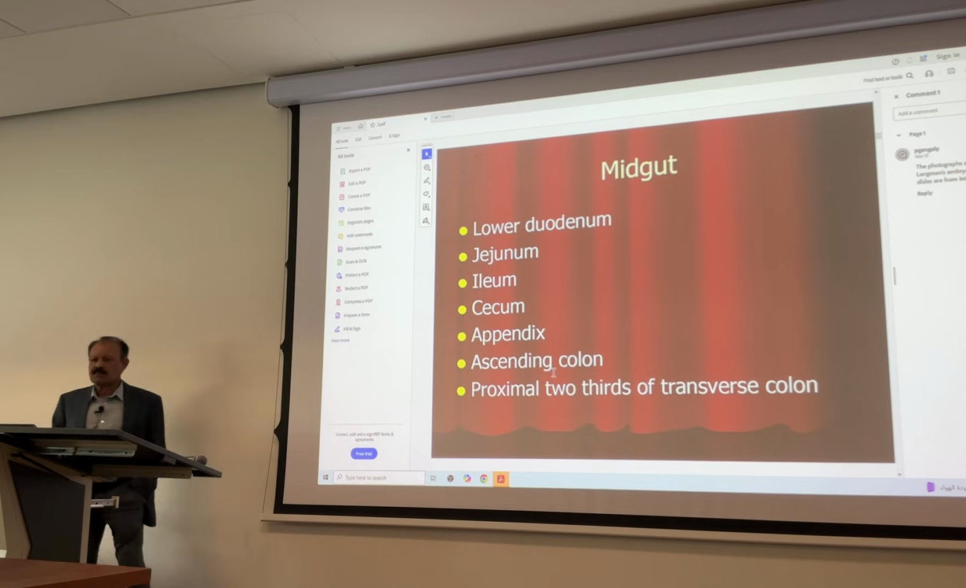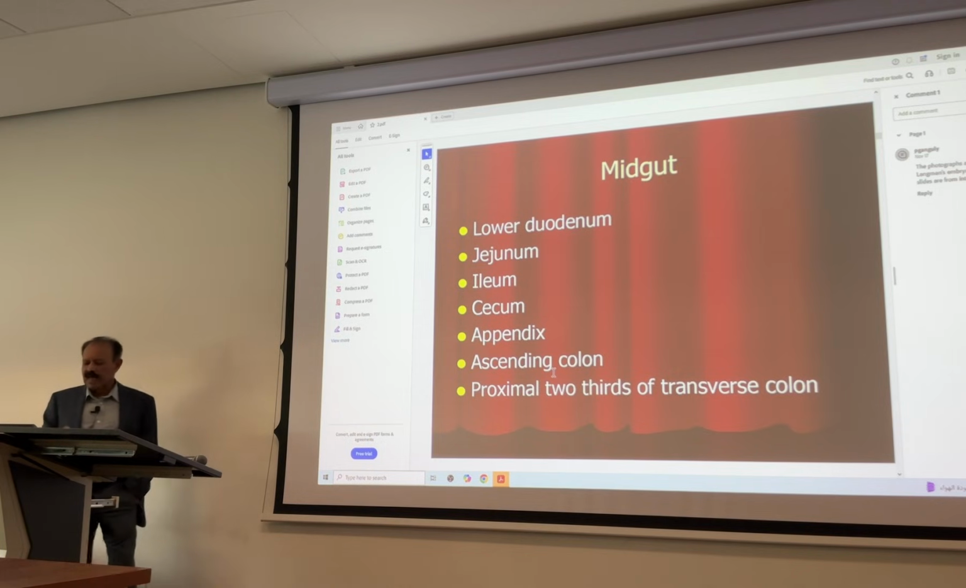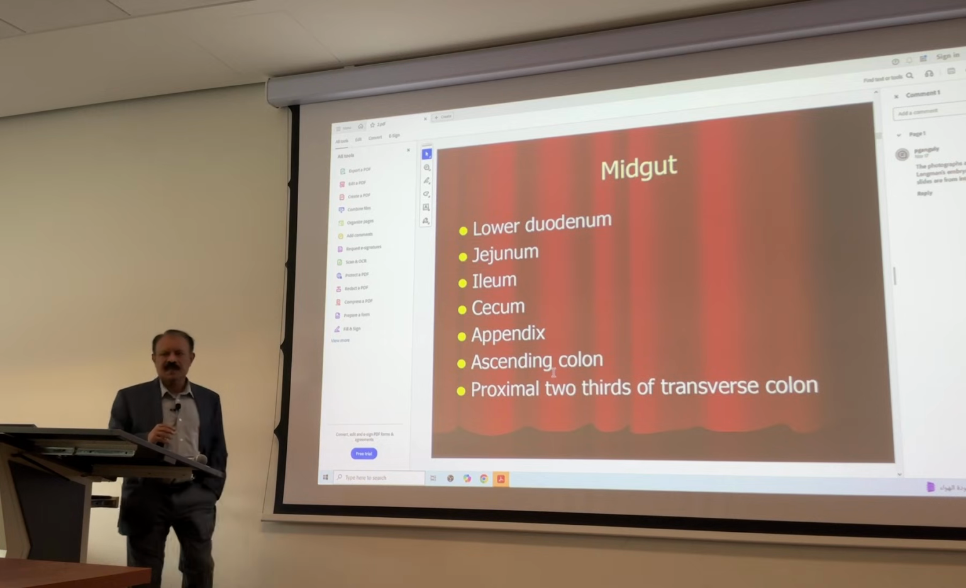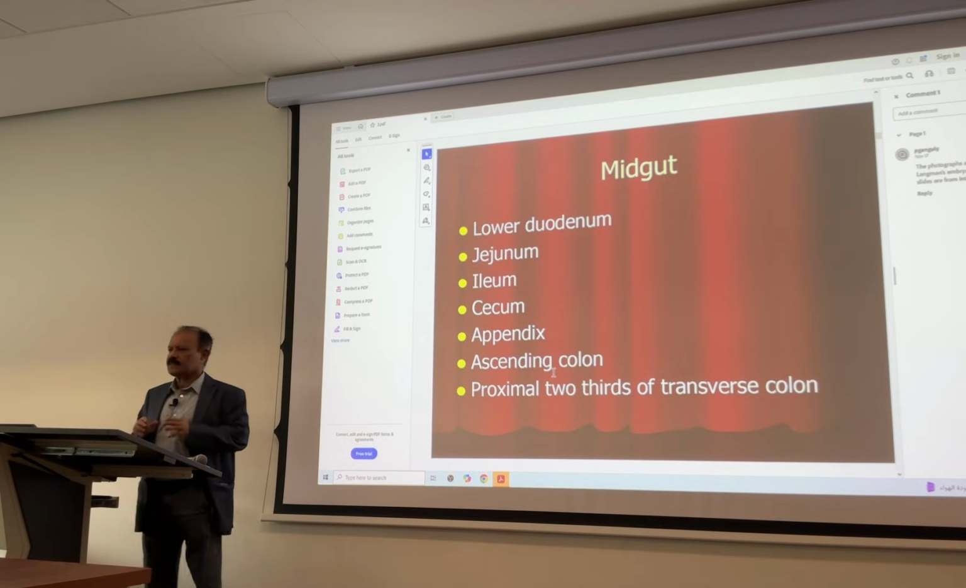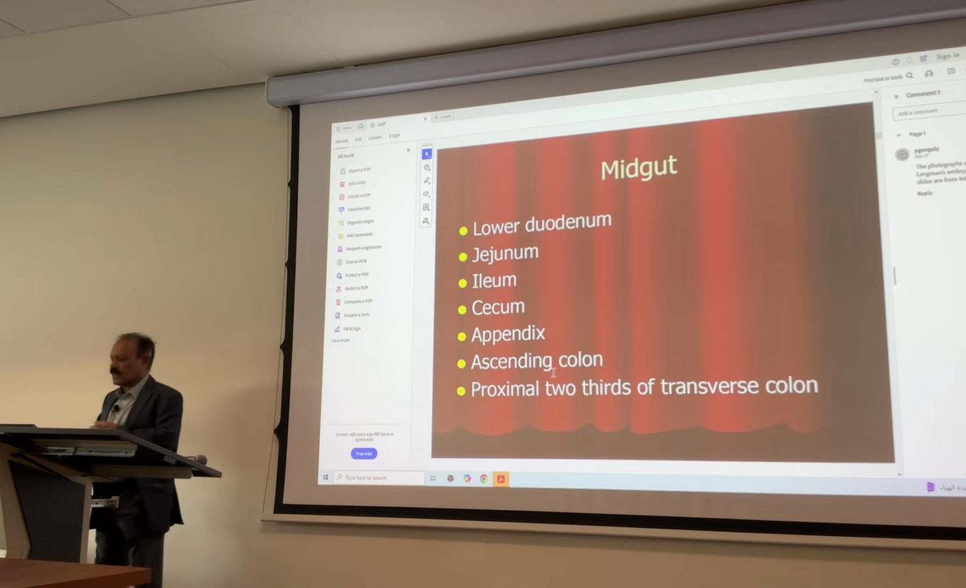Midgut: lower duodenum, jejunum, ileum, cecum, appendix, ascending colon, and proximal 2/3 of the transverse colon. Have you heard the name transverse colon? Yes, you did. So the first part, which is the proximal 2/3, is coming from the midgut. And this has the developmental origin.